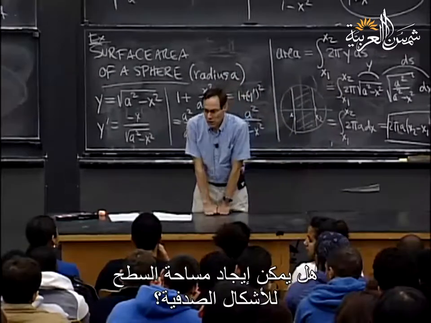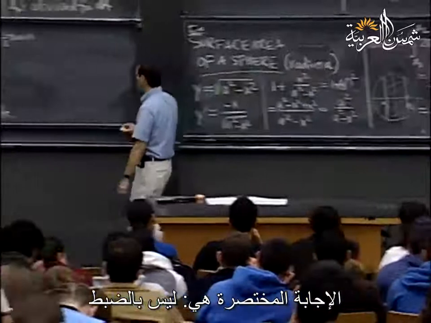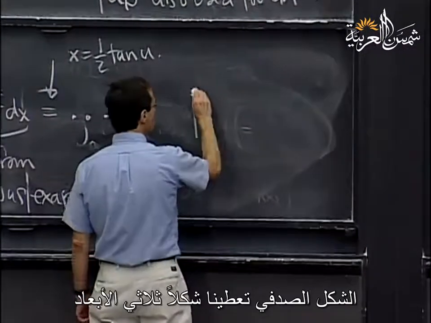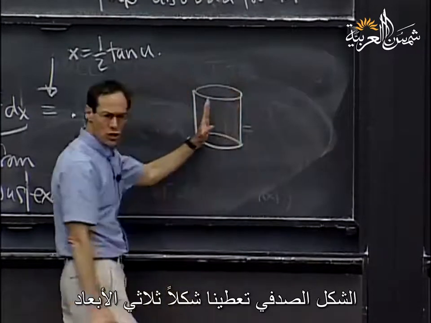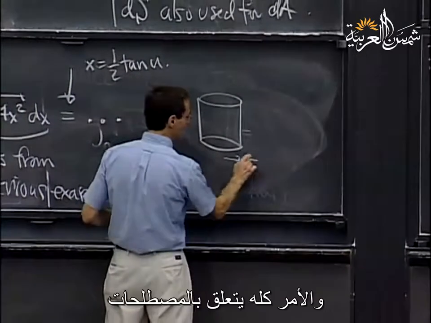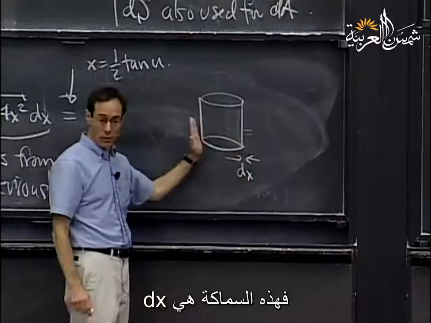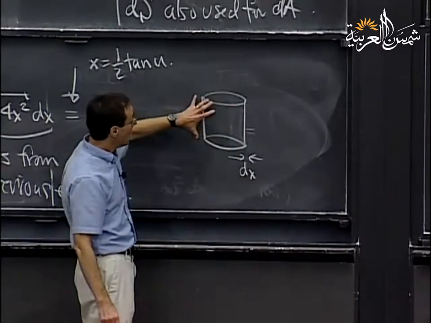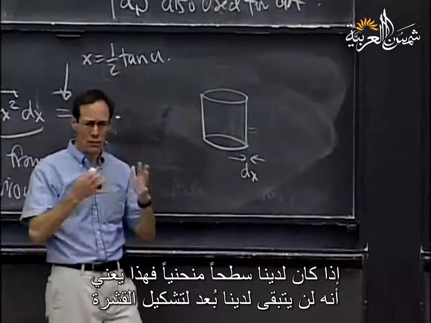Can you do surface area with shells? Well, the short answer is not quite. The shell shape is a vertical shell, which is itself already three-dimensional, and it has a thickness. This is just a matter of terminology, though. This thickness is this dx when we do this rotation here. And then there are two other dimensions. If we have a curved surface, there's no other dimension left to form a shell.